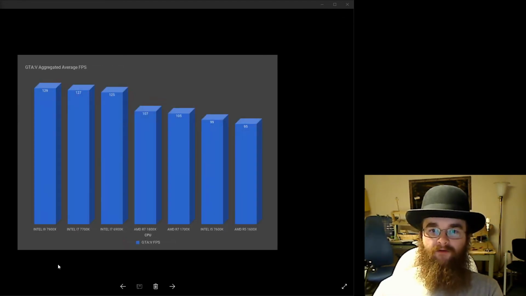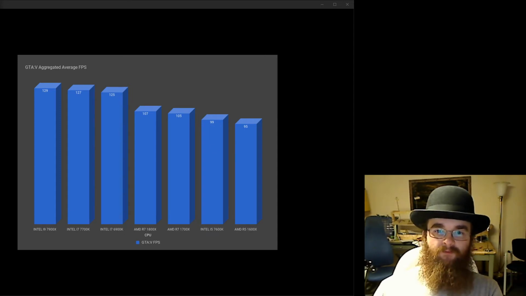Fifth, we have Grand Theft Auto 5. Intel once again holds the top 3 positions, however the 7600K falls once again behind the Ryzen chips, only beating out the 1600X from AMD. Now this is surprising to me. I would have expected the 1600X to beat it out as well, just because the 1600X is the 6-core 12-thread chip, but it is interesting to see that the 1800X and the 1700X are beating it out. The 1800X sits about 15 to 19% behind the Intel chips in Grand Theft Auto 5.